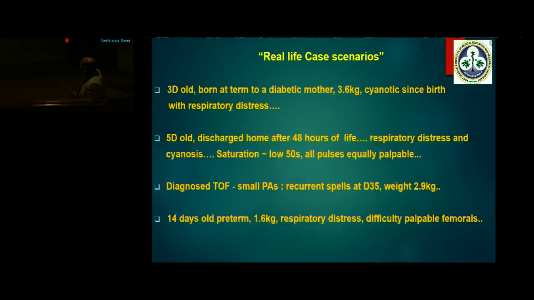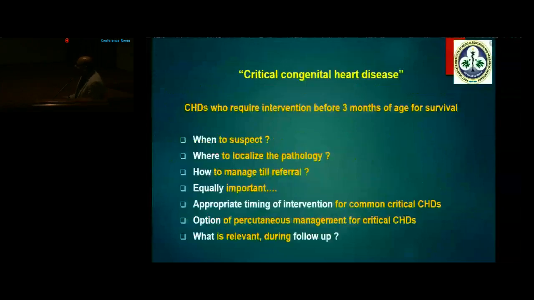A diabetic mother, a relatively bigger baby, cyanotic since birth, transient tachypnea is the most common diagnosis, right? A discharge home at 48 hours, again collapsed with saturation being low, with pulses equally palpable. It's probably a duct-dependent pulmonary circulation. When the pulses are not there, it is duct-dependent systemic circulation. A diagnosed TOF can always have a recurrent spell even in the newborn period. So this is very important to know what is the clinical status, what is the underlying possible clinical diagnosis.